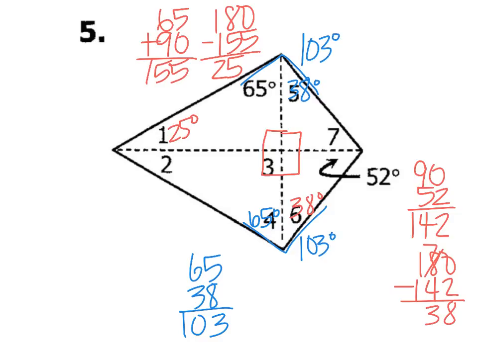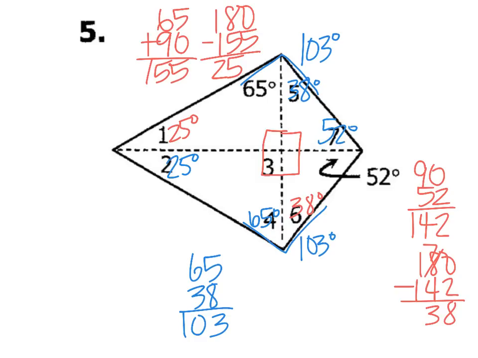We also know that this diagonal is going to bisect this angle. So if angle 1 is 25, angle 2 is also 25. If this angle is 52, angle 7 is also 52.